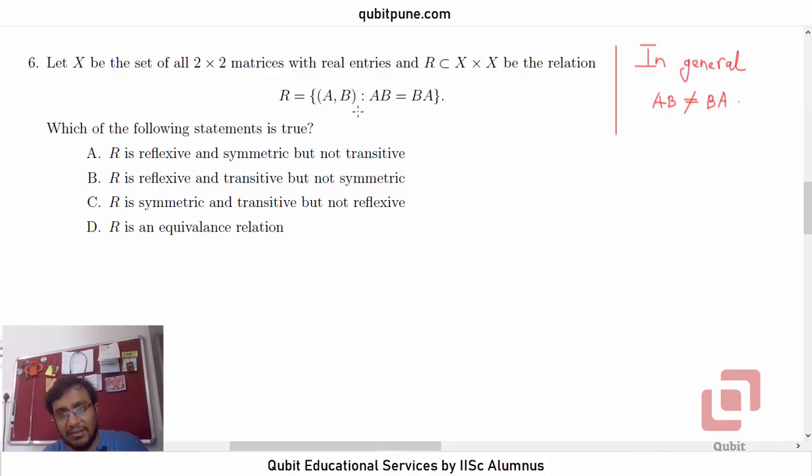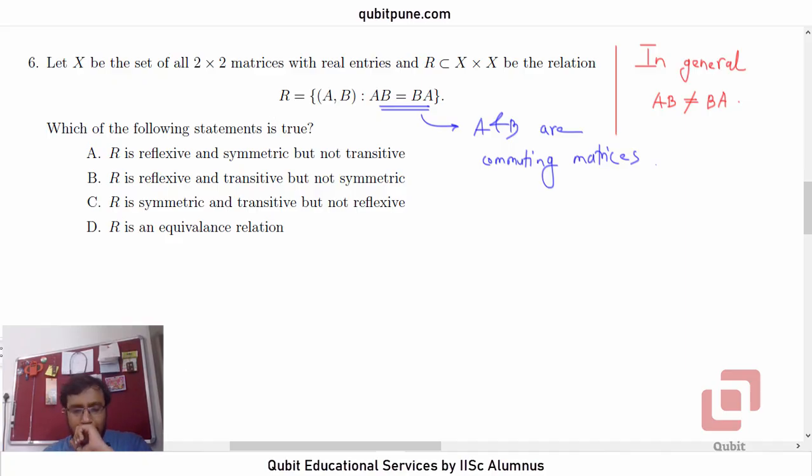Now here they are saying that if we have two such matrices which commute with each other, we can call them commuting matrices. So when AB and BA are equal, we call A and B commuting matrices. When such a pair of matrices exists, we will immediately include it in our relation R, and we have to decide whether our relation is reflexive, symmetric, transitive, or all three, which is equivalence.